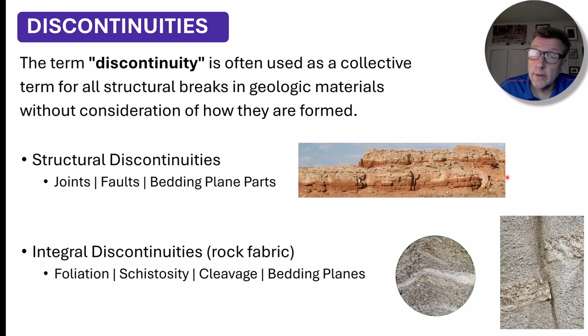Now, on the other hand, we have integral discontinuities, which are planar features within the rock mass that, while not necessarily open or weak, can significantly impact the overall stability and behavior. These discontinuities may evolve into structural discontinuities. For example, we may have foliation or schistosity in a metamorphic rock mass, or in sedimentary rock masses, we may have intact bedding planes.